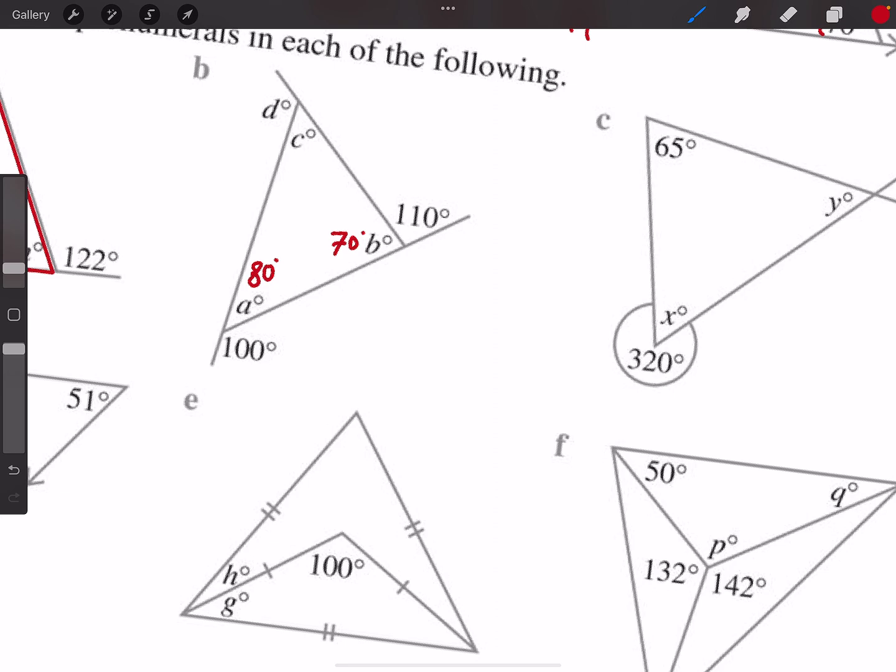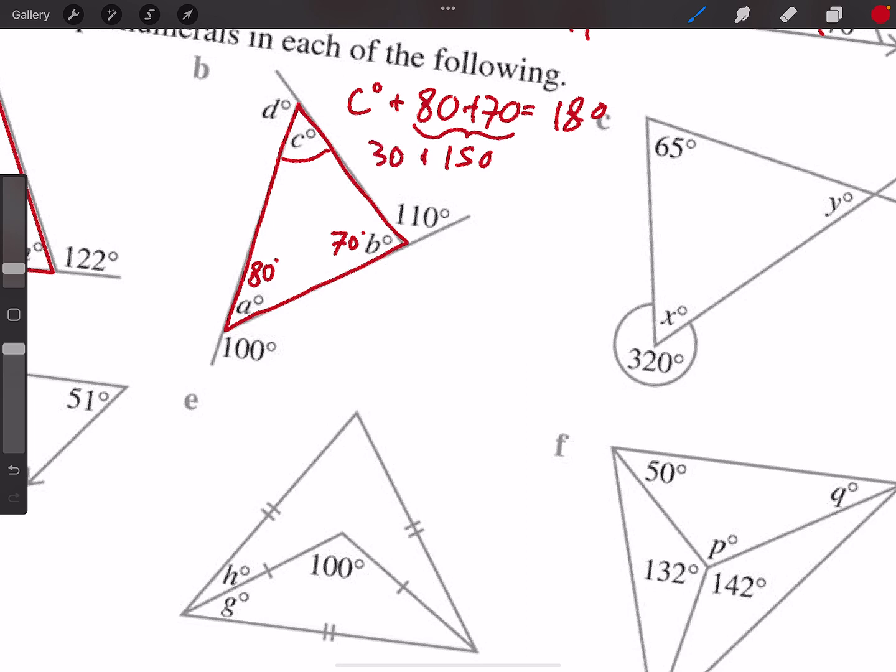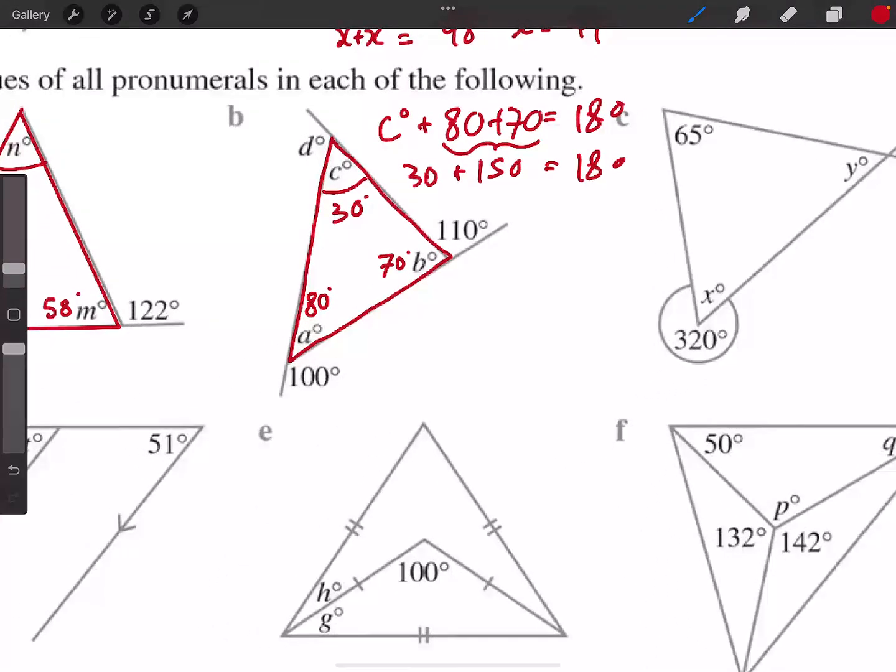Now, what must angle C be? We know that this is a triangle, so angle C plus 80 plus 70 makes 180 degrees. So this one adds up to 150 degrees. Yep, so C must equal 30 because 30 plus 150 makes 180. So C must be 30 degrees. Done. Oh, and angle D.